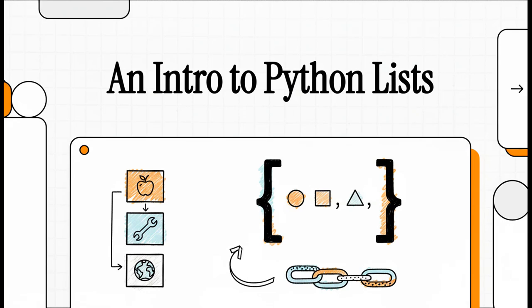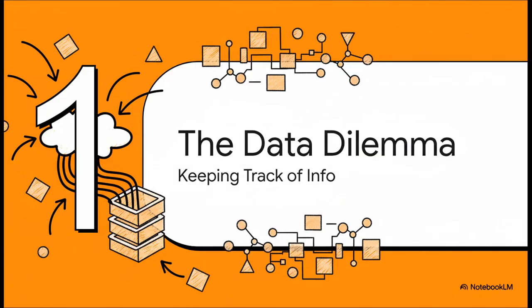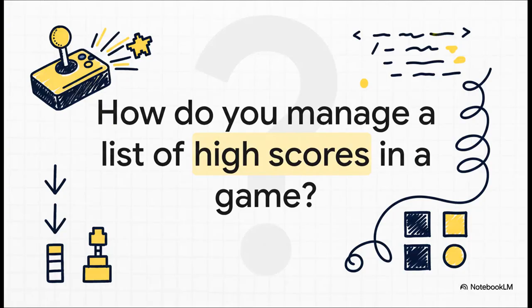Hey everyone, welcome. Today we're going to dive into one of Python's most essential tools, the list. Seriously, whether you're just starting out or you've been coding for a while, getting comfortable with lists is absolutely key to building pretty much anything cool. So let's start with a problem that every single programmer runs into. How do you handle a whole bunch of related information all at once without your code turning into a complete and utter mess?